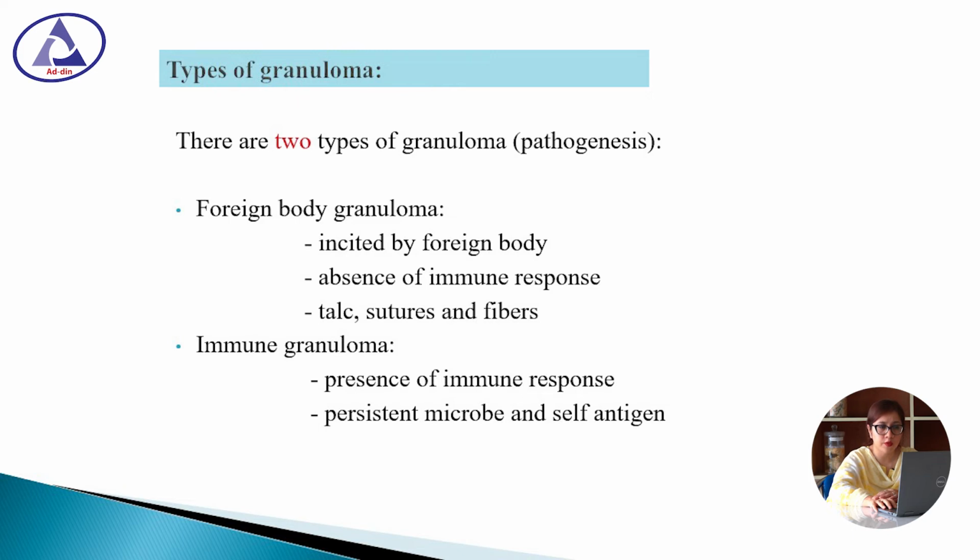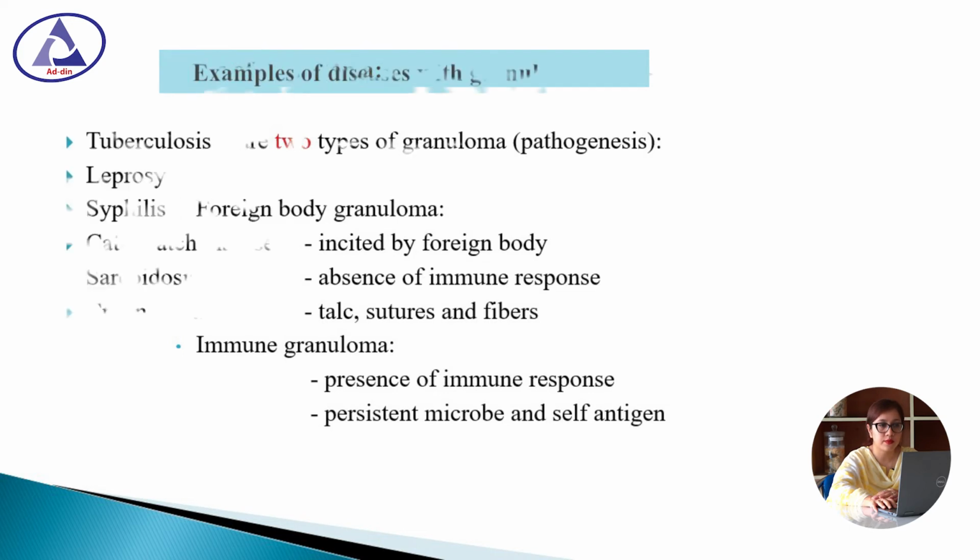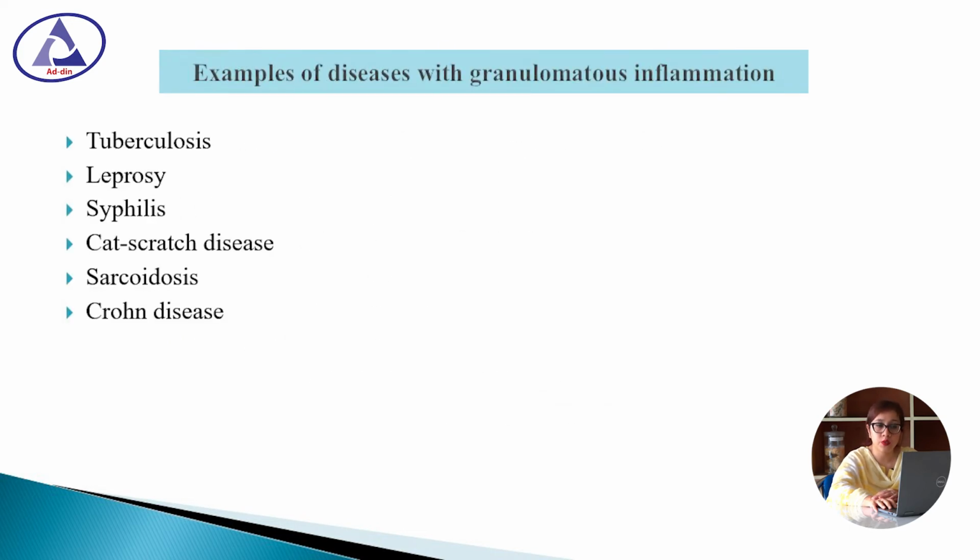Now, types of granuloma. There are two types of granuloma. One is foreign body granuloma and another one is immune granuloma. Foreign body granuloma is incited by foreign bodies with absence of immune response, such as talc, sutures and fibers. Examples of diseases with granulomatous inflammation are tuberculosis, leprosy, syphilis, cat scratch disease, sarcoidosis and Crohn's disease.